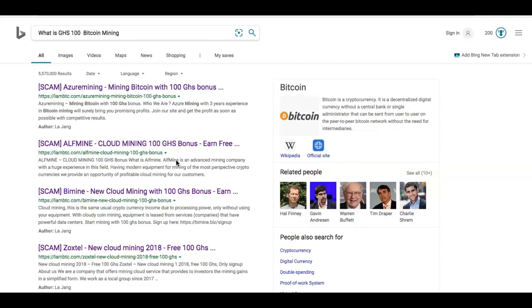Today I went over to Bing because I wanted to find out what GHS meant in Bitcoin mining. And it's kind of strange because I thought it meant gigahertz per second. Clearly not. On Bing, it brings up these scams. Kind of weird that, right? So I went through a few of them.